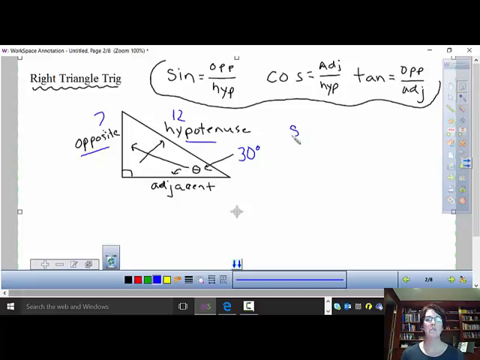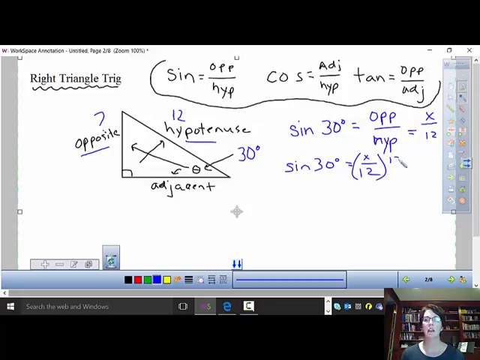So my equation would set up sine of 30 degrees equals the opposite side over the hypotenuse, which in this case would be 12. We don't know the opposite side, so we're going to make that x. So overall we'd have sine of 30 equals x over 12. In order to solve for x, just like in algebra, I would multiply both sides by 12, canceling that. So then x would equal sine of 30 times 12.